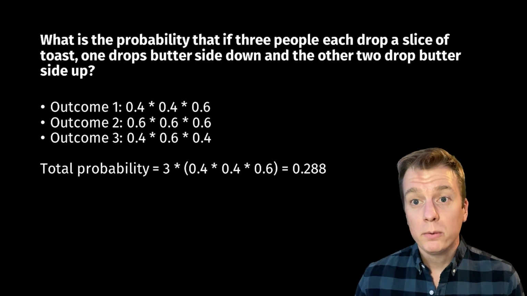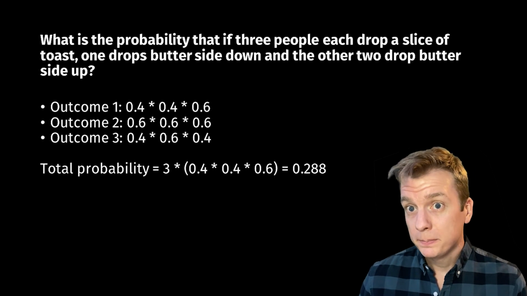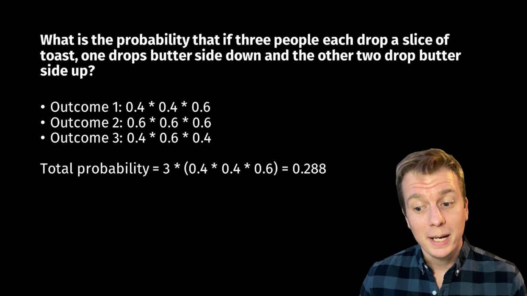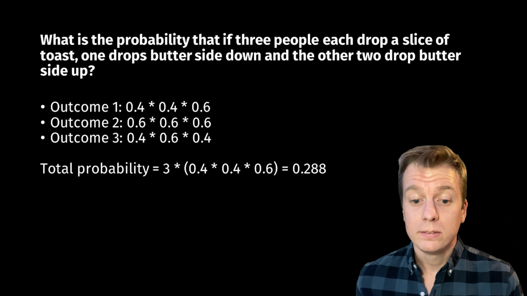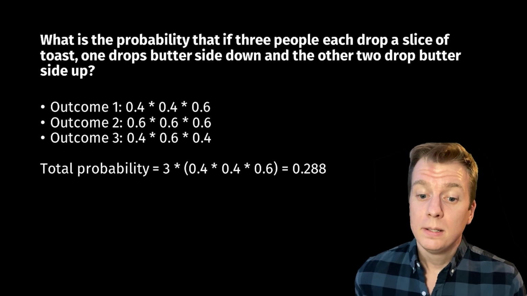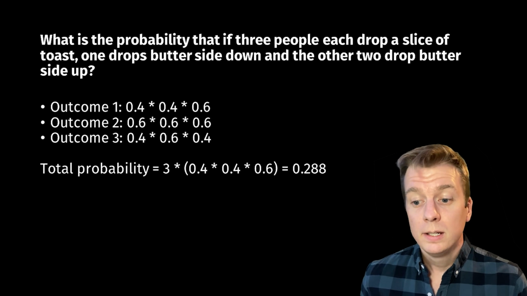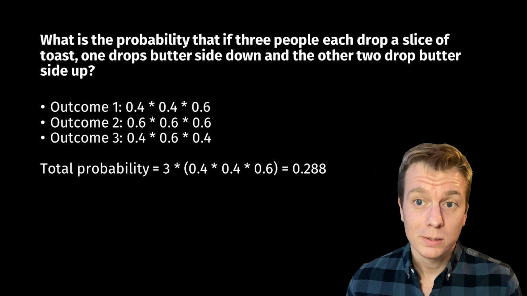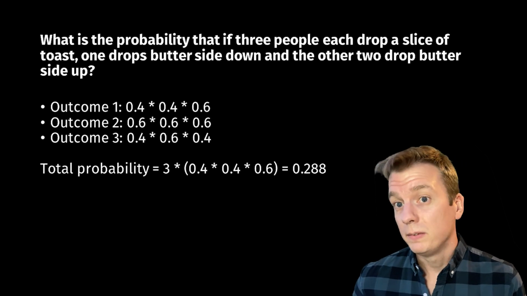And since all 3 of these outcomes are possible, we need to add them all up. And that gives us the total probability. Since order doesn't matter in multiplication, we can simplify this as 3 times 0.4 times 0.4 times 0.6, which equals 0.288, or 28.8% probability of those sequence of events happening.